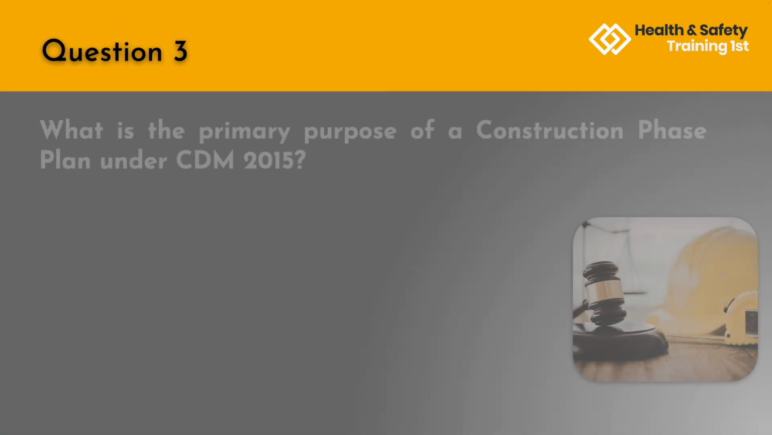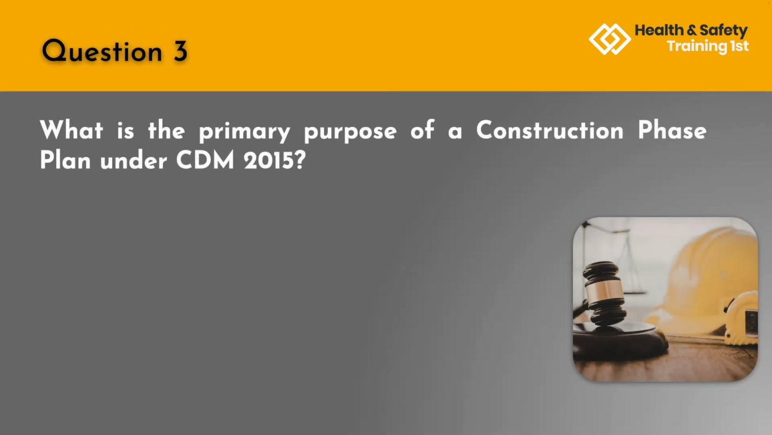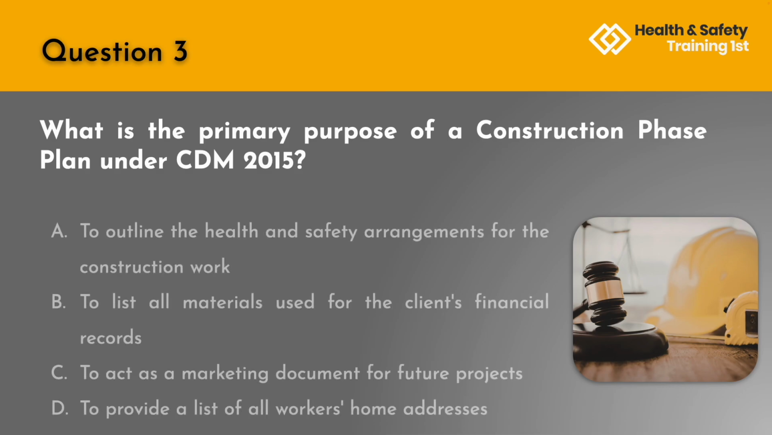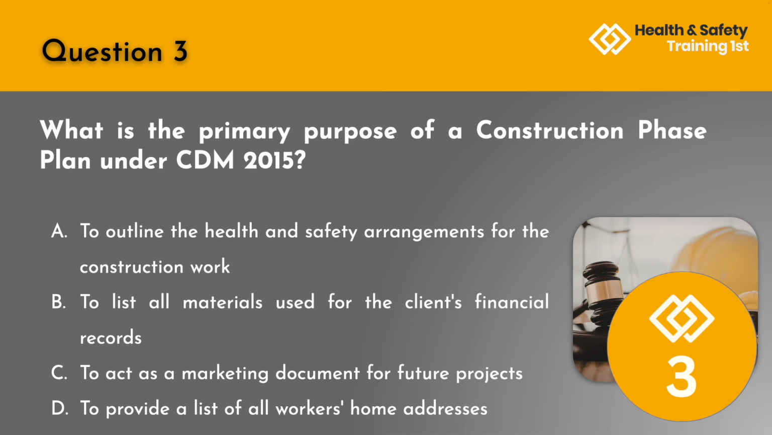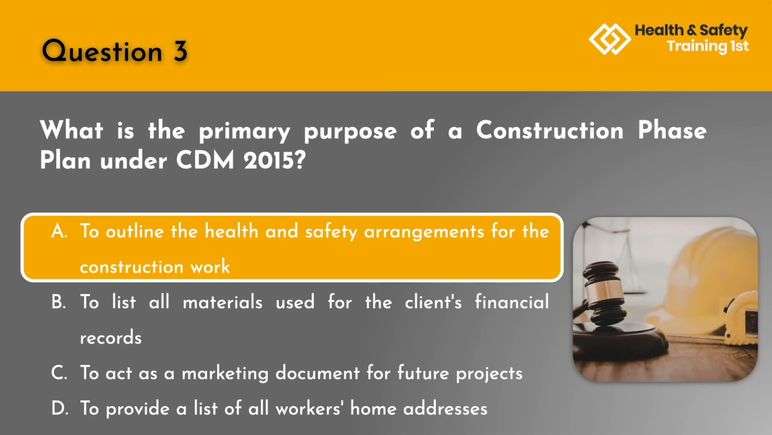Question 3. What is the primary purpose of a construction phase plan under the CDM regulations? A. To outline the health and safety arrangements for the construction work. B. To list all materials used for the client's financial records. C. To act as a marketing document for future projects. Or D. To provide a list of all workers' home addresses. The correct answer is A. To outline the health and safety arrangements for the construction work.